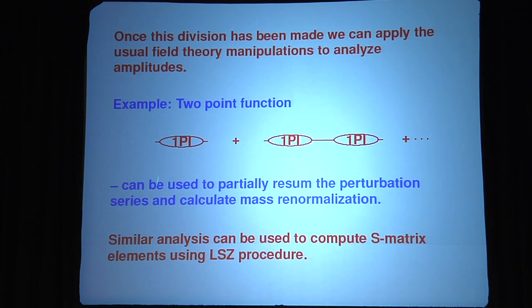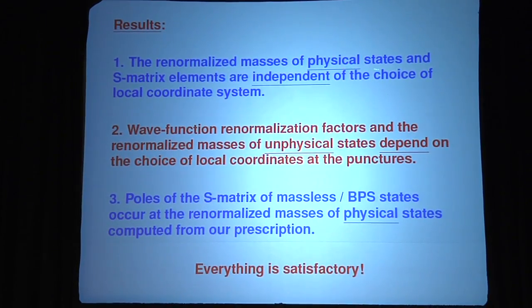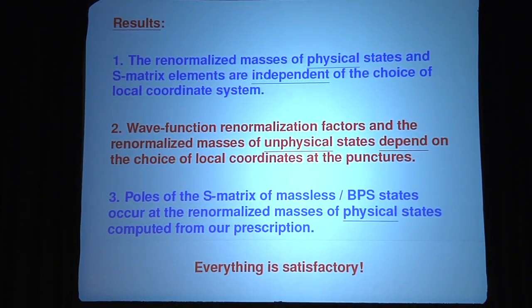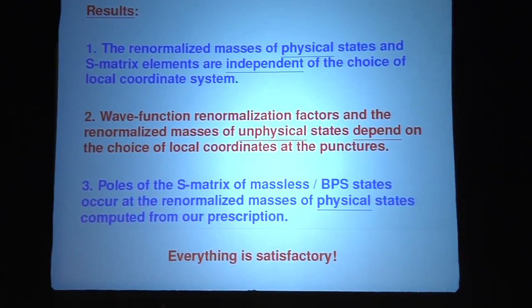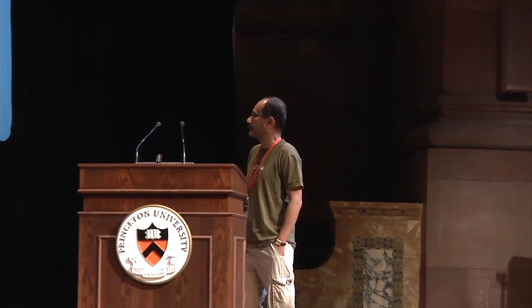And similar analysis, once you have defined off-shell Green's functions, can also be used to compute S matrix elements using the LSZ procedure. So, here are the results that we find. We find that when we proceed this way, the renormalized masses of physical states and S matrix elements are independent of the choice of local coordinate system, even though the off-shell Green's functions do depend on the choice of local coordinate system.